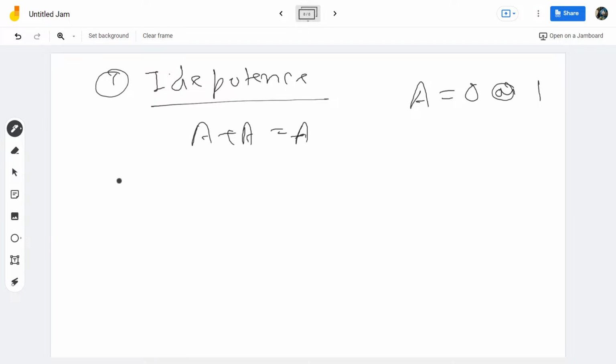Now the second one is A times A is A, so this is A and A is A. So if I am having 0 and 0, then I am having 0. So if A is 0, 0 and 0 is 0, 1 and 1 is 1. The second rule is complementarity.